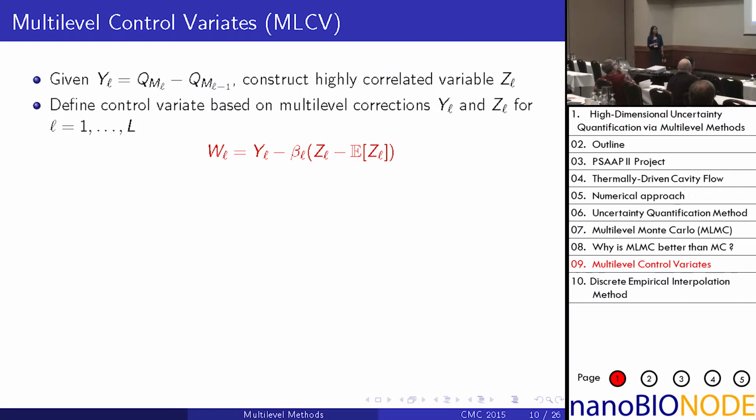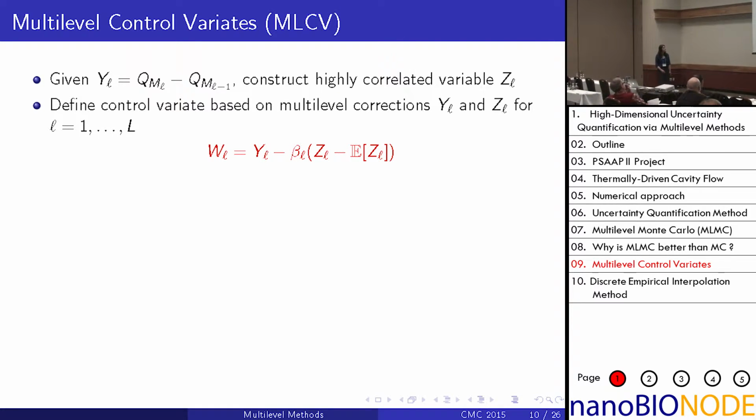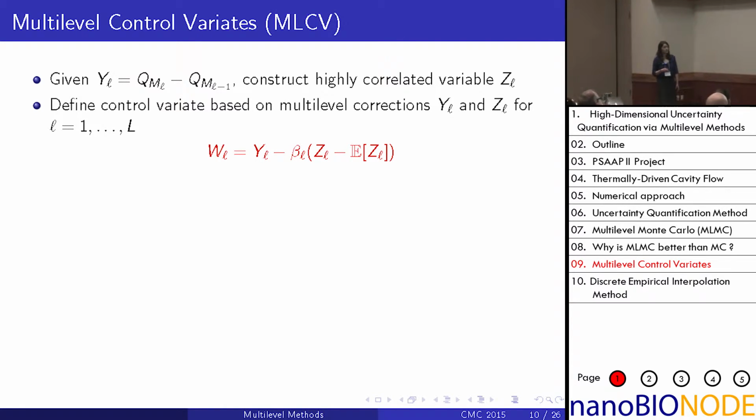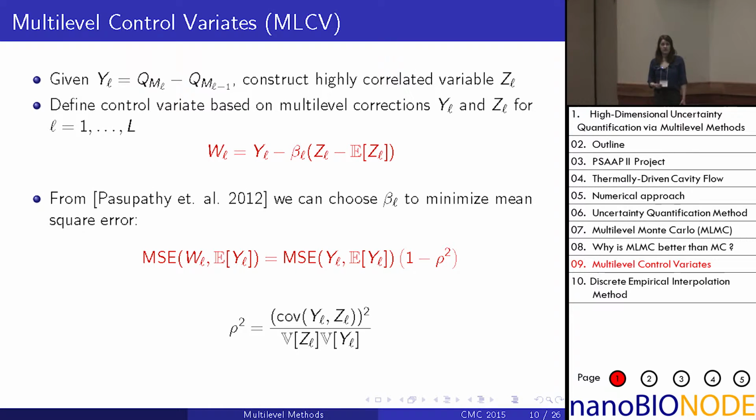Our W sub l is defined as Y sub l minus this beta sub l term times Z sub l minus the expected value of Z sub l. We can choose beta to minimize the mean square error of W. If we do the math and the algebra, which is a lot of fun, we'll find that the mean square error of W equals the mean square error of Y times 1 minus rho squared, where rho squared is given right here. It's a function of our Y sub l and Z sub l corrections. So our goal is to get rho squared as close to 1 as possible, and therefore this mean square error will become really small.